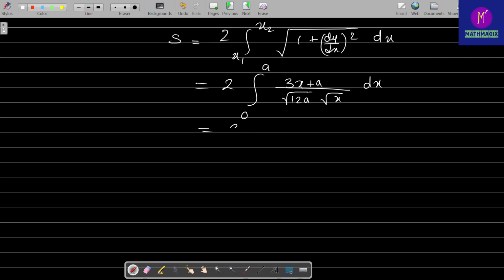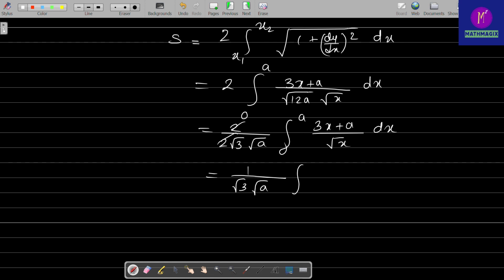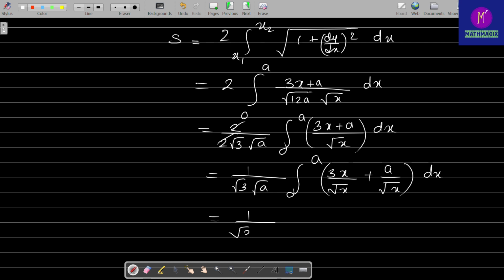So this is equal to 2 into the square root of 12a, that is constant. Out of that, the square root of 12 I can write as 2 root 3 into root a. Integration 0 to a, we'll have here (3x plus a) upon root x dx. Then this 2 gets cancelled out and we will get here the value as 1 upon root 3 into root a, integration 0 to a. Let us separate the numerator here. So we will get (3x upon root x plus a upon root x) dx. So this is equal to 1 upon square root of 3 into square root of a, integration 0 to a.